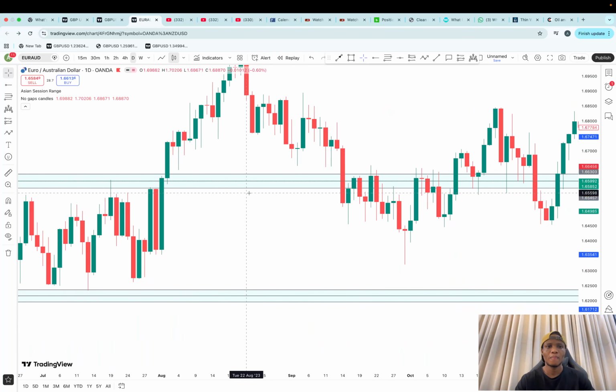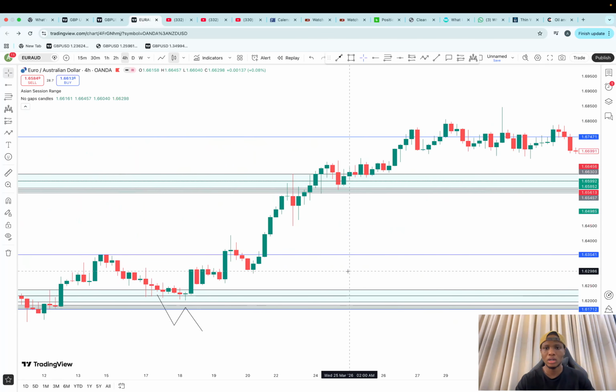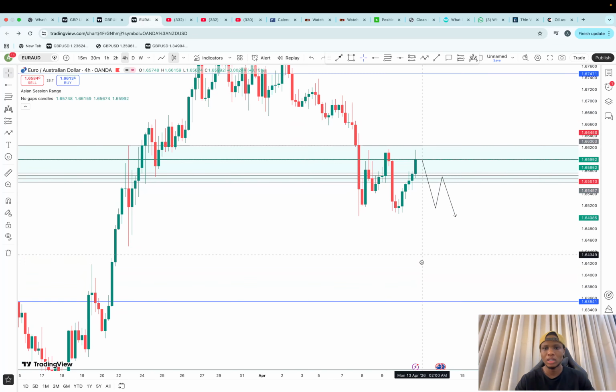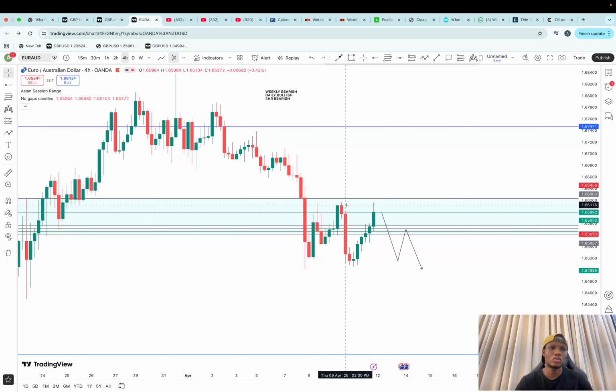Alright, so coming down to the 4 hour on Euro AUD. The 4 hour is bearish. I have the 4 hour bearish, this being our lower low, this being our lower high. So 2 time frames are in our favor in this.